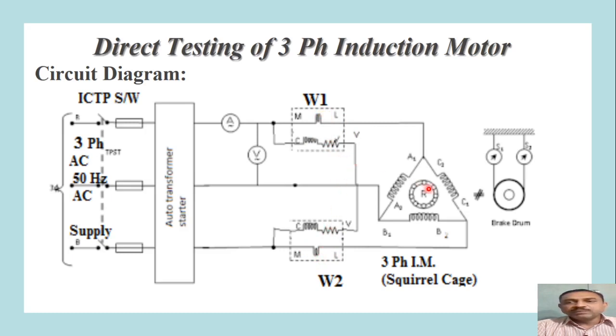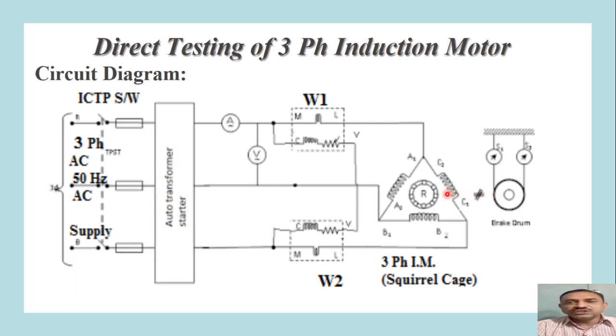Now the brake drum arrangement also needs to be correctly done, that is, the S1 and S2 readings should be 0 initially. That means when we operate the motor at no load, that is the first condition, the load must be 0 on the brake drum. So this care must be taken before we test the machines.